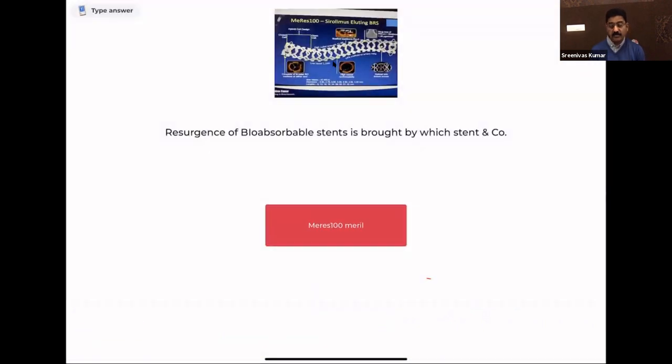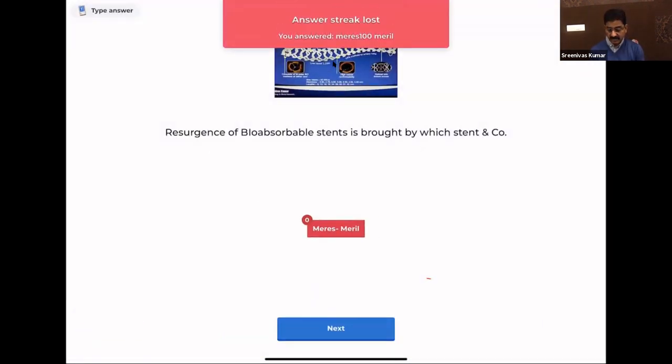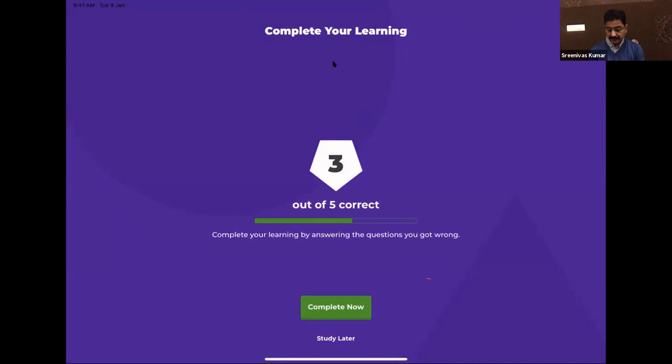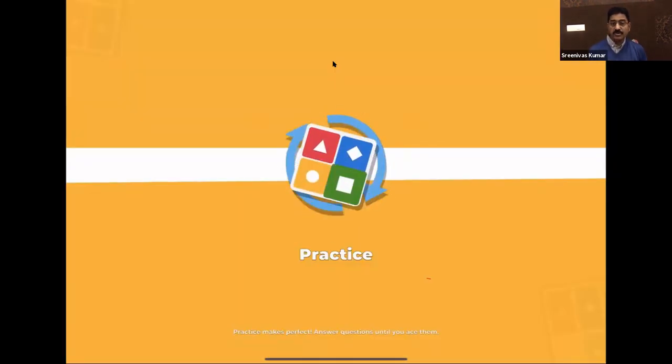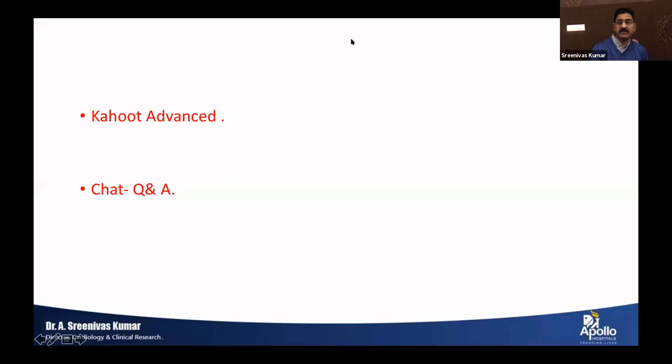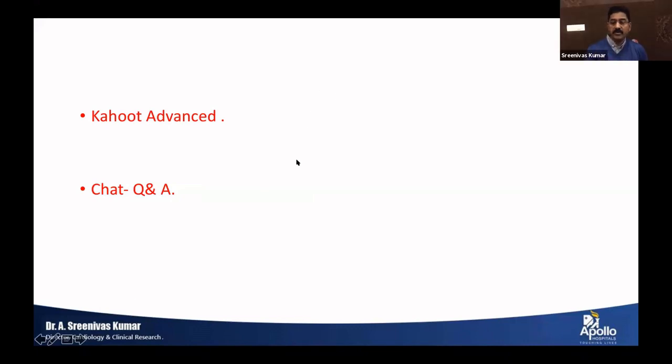Sorry, but many of you are not able to get this right this time. But probably we'll further evolve on what is causing this problem. So I think we have finished this. I'll close this, stop sharing, and keep everybody on the screen, and then have some chat questions if you have anything before we break. Did you go back to the previous screen? Sir, it is showing us Kahoot advanced chat Q&A. Okay, so we'll go on to the chat questions.